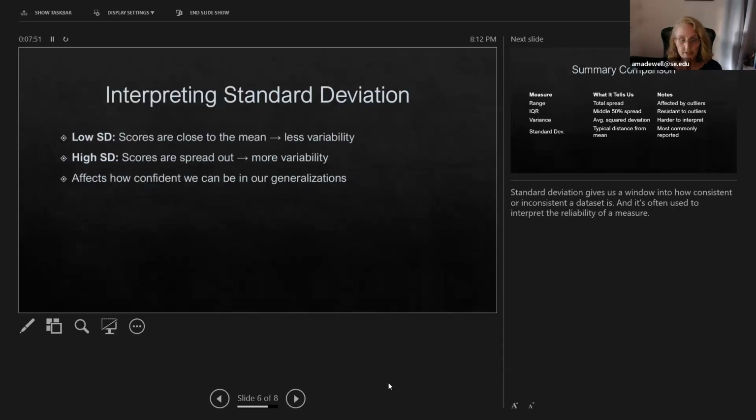When interpreting standard deviation, when we have low standard deviation, that means our scores are very close to the mean. Oftentimes, that means we have less variability. So if we were to draw out our data, it might look like this. Less variability. If we have high standard deviation, then our spread of scores could look like this.